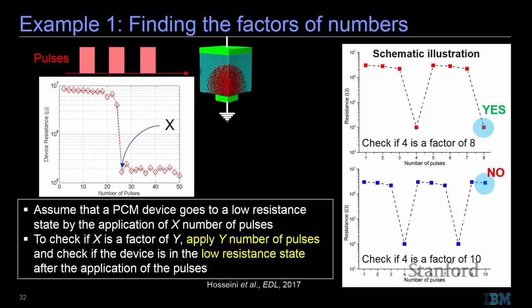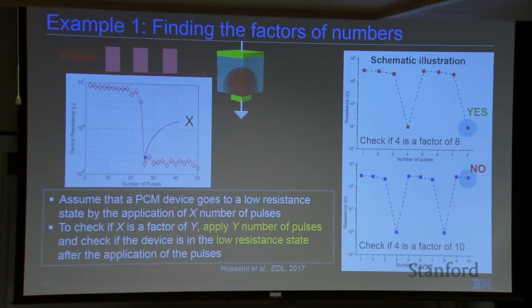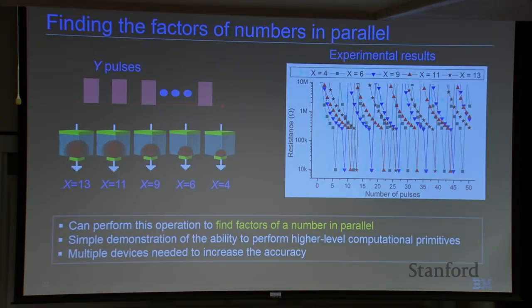After the application of the 8 pulses, you measure the resistance. Oh yeah, the device is in the low resistance state. Yes, 4 is a factor of 8, right? Is 4 a factor of 10? You apply 10 pulses, you measure the resistance after the application of 10 pulses. Resistance is high. No, it's not a factor, correct? So that is as simple as that. Does it work experimentally? Yes, it does.